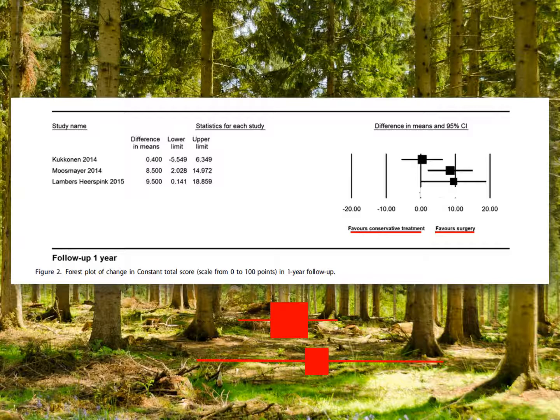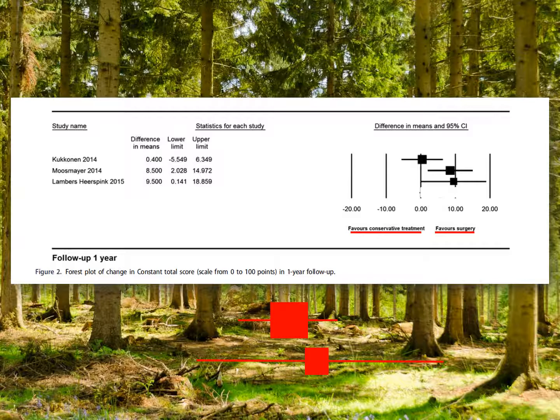Larger studies will have large boxes and shorter whiskers or short horizontal line. Smaller studies have smaller boxes in the middle and wide confidence intervals. If you look at the first study, whether you read the figures or look at the forest plots, the horizontal line passes or includes the line of 0, meaning that study, the top one, is not statistically significant.